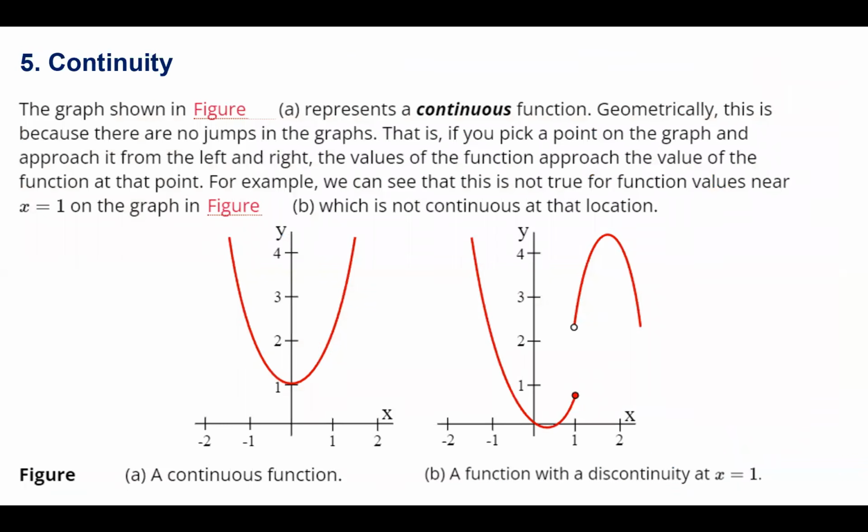All right, so we can take a 10 minute break, and after that, we'll have a look at the definition of continuity. All right, let's take a 10 minute break first.